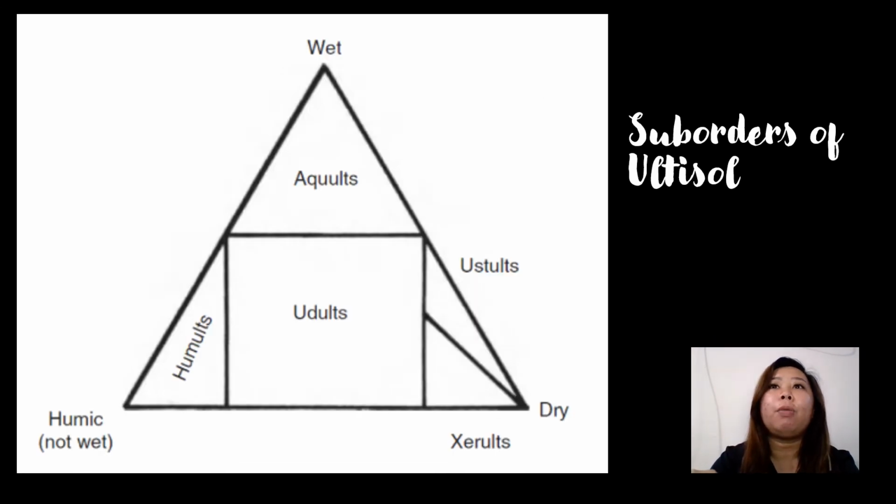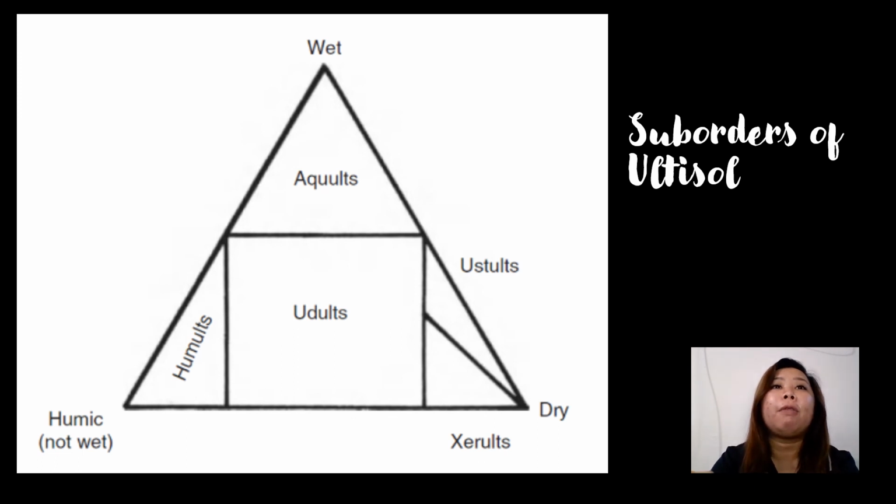So on with the suborders of ultisols. Ultisols have one, two, three, four, five suborders. First are the aquults. So aquults are saturated with water at some period during a normal year or are artificially drained. Aquults have redoximorphic features in all layers below 25 centimeters or any epipedon present.